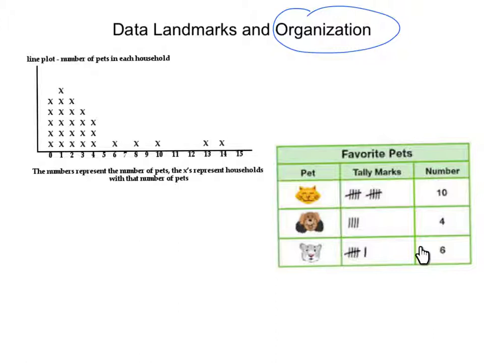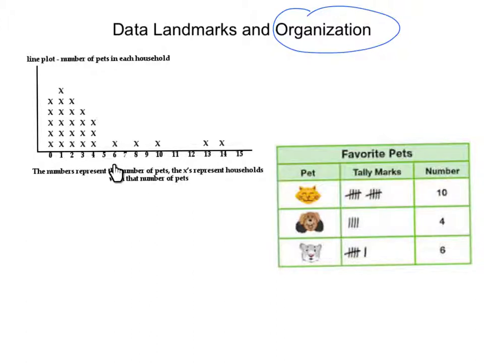Think about the range, the maximum, the median, the mode. Which table would best suit you? If you notice in the line plot of number of pets in each household, the X's represent the households with that number of pets. So right away we can see what the maximum and the median are. There were way more houses that had 1 pet than there were that had 14 or even 6 pets.